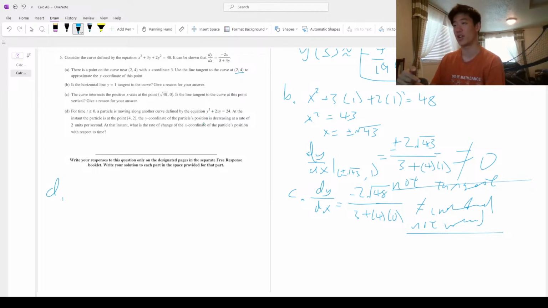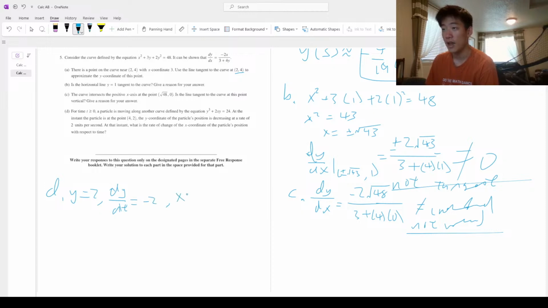So now instead of y prime, we have dy over dt, because y and x are changing as time changes. At the instant the particle is at the point (4, 2), the y-coordinate of the particle's position is decreasing at a rate of 2 units per second. Okay, so we have an initial condition, nice. We also have the dy over dt. So let's just write out all the information we have. y equals 2, dy over dt equals negative 2, and x equals 4, and we want to find dx over dt.